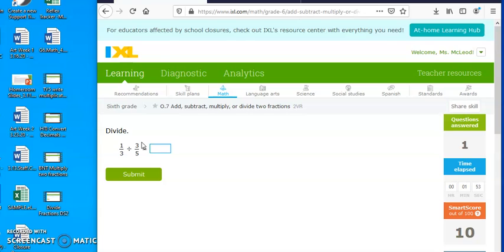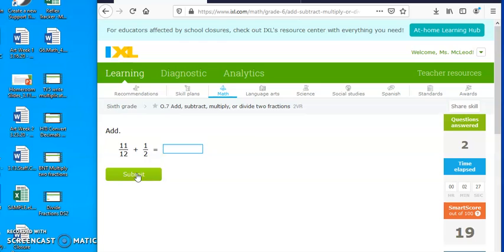All right, here's another one just like we did on the last problem. 1 over 3 divided by 3 over 5. We're going to switch that division sign into a multiplication sign, and we're going to turn the reciprocal upside down. I'm going to switch that 3 over 5 into 5 over 3. 1 times 5 equals 5, and 3 times 3 equals 9. So the answer is 5 over 9.